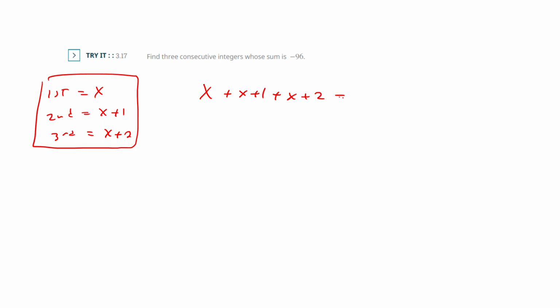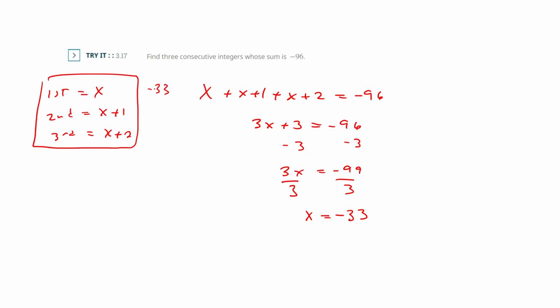And it is negative 96. Okay, so I've got 3x plus 3 when I clean all of this up. 3x plus 3 is negative 96. We solve it in the same fashion. So careful of this. You owe me 96. You owe me 3 more. Now we're dividing both sides by 3. A negative by a positive is going to get a negative. Negative 33.